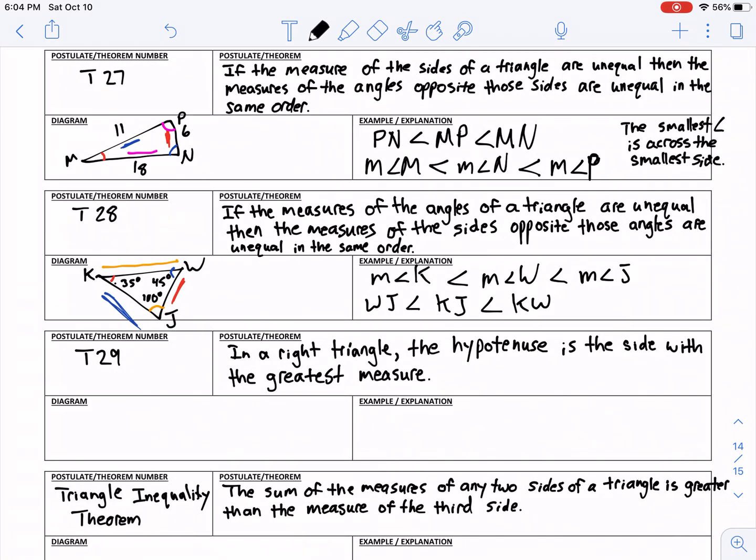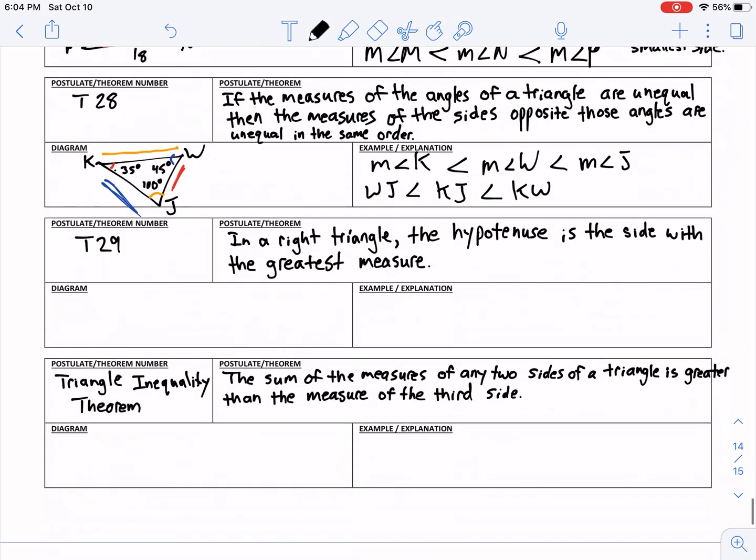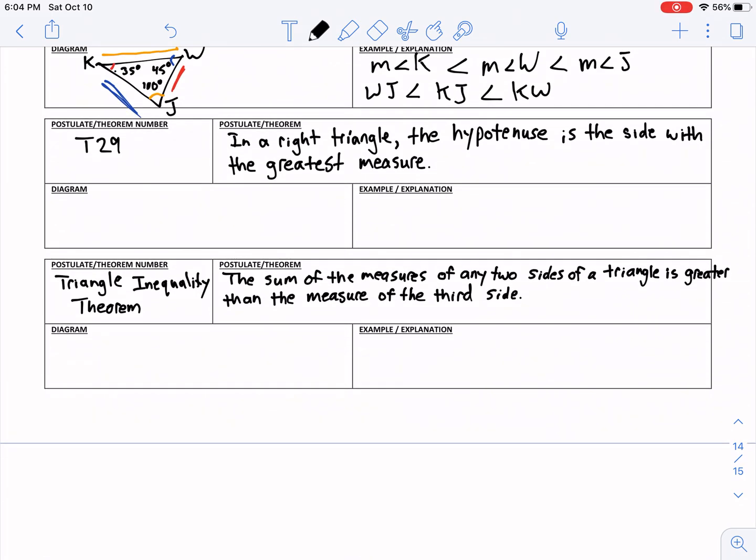That's all it's saying there, and it's the same thing. The shortest side is across the smallest angle, and the smallest angle is across the shortest side. Same thing.